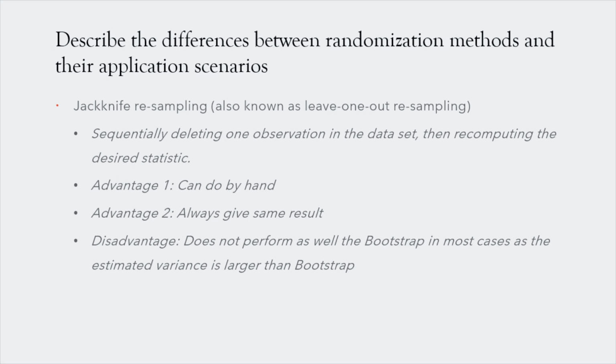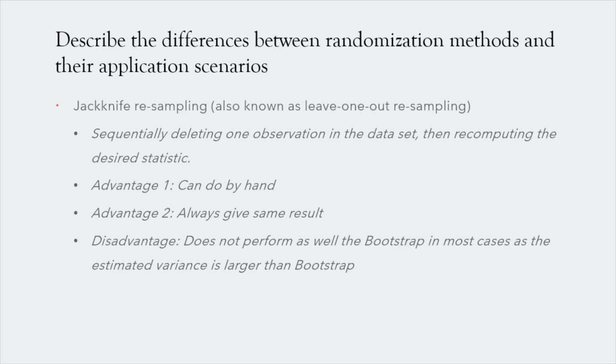This means that if your data has 10 values, you will have 10 subsamples of 9 values. The first subsample will have the first value left out with the second to the 10th values remaining. The second subsample will have the second value left out with the first value and third to 10th values remaining. And so on. There are two main advantages.